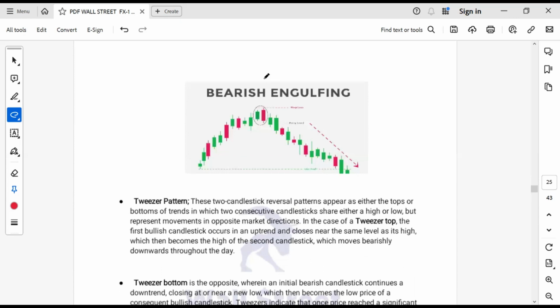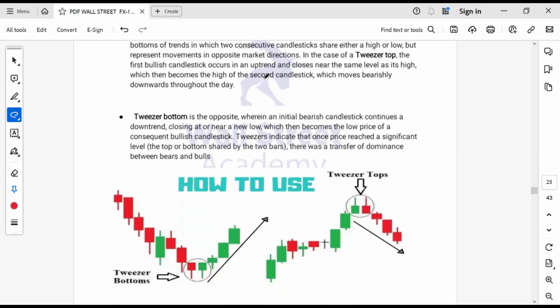Now, another thing I want you guys to know is the tweezer pattern. We have tweezer bottom and tweezer top. A tweezer bottom is just like a double hammer in a downtrend, right? So this is a downtrend. We're able to support with this hammer one, and we're able to support with this hammer two.